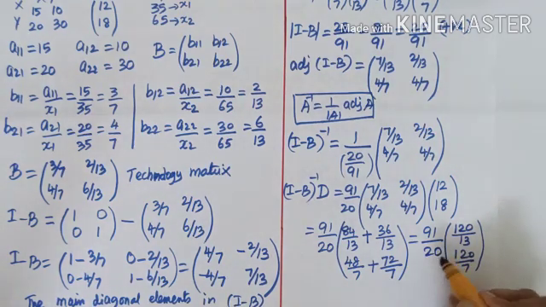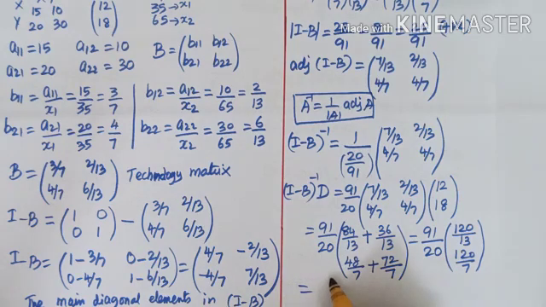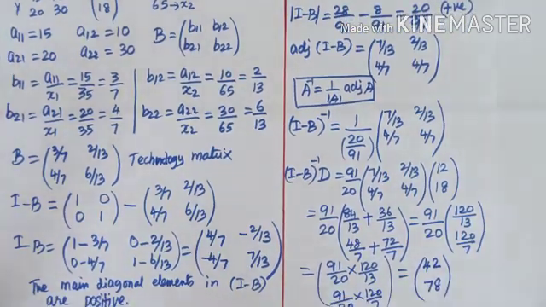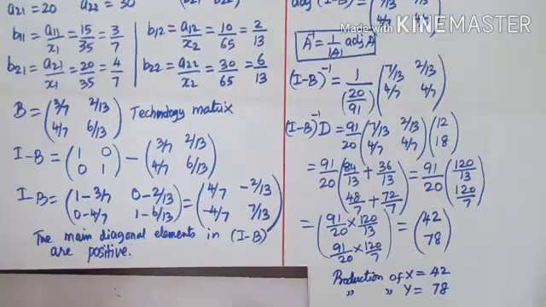Now take this 91 by 20 inside. Multiply. 91 by 20 into 120 by 13. Second number 91 by 20 into 120 by 7. As we multiply and cancel, it is 42 and here it is 78. So take and write the answer. Industry X should produce 42 units and industry Y should produce 78 units.